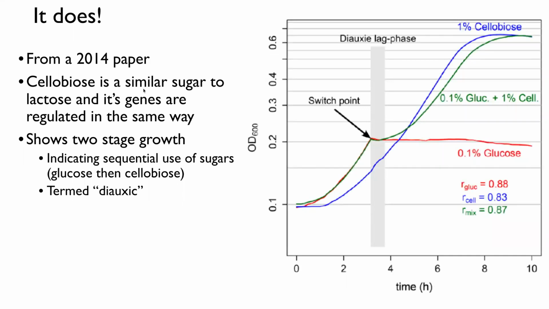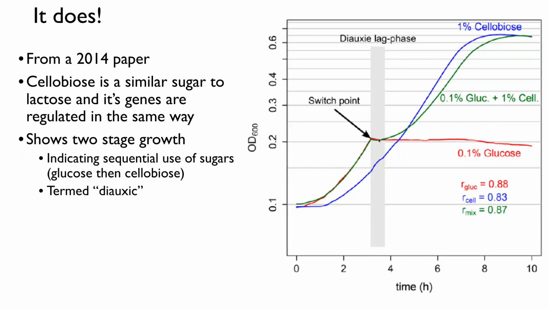Cellobiose is actually a very similar sugar to lactose, and its genes are regulated almost identically to lactose. And what we see is the bacterial growth, so the density of bacteria, and this is the time in hours. So we're looking at growth on different sugars. The red line is just glucose, the blue line is cellobiose, so that's similar to lactose, and the green line is cellobiose and glucose together. Now what you can see here is a regular growth curve for cellobiose, a regular growth curve for glucose, but when we have both present, you'll notice that we have growth of the green curve.